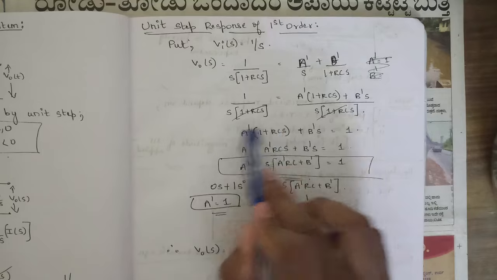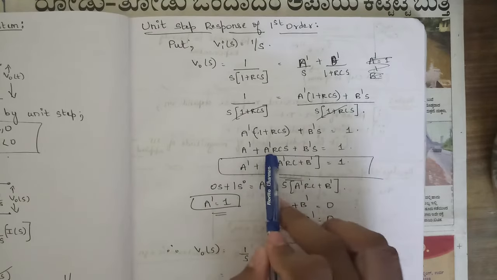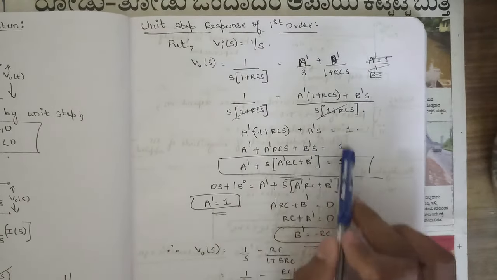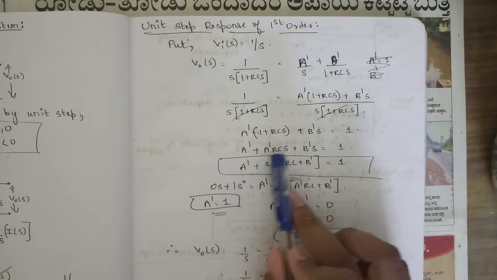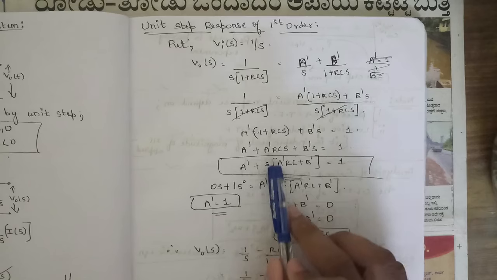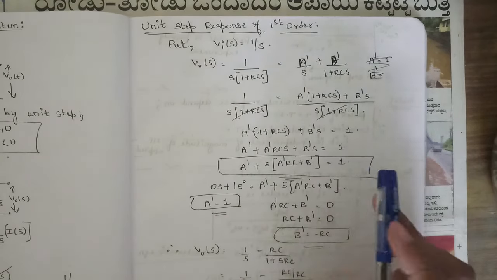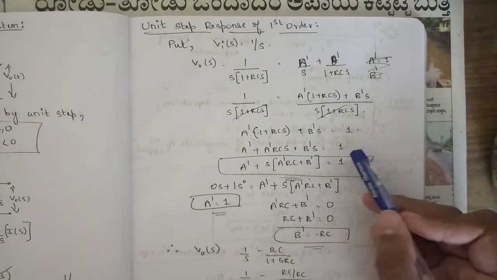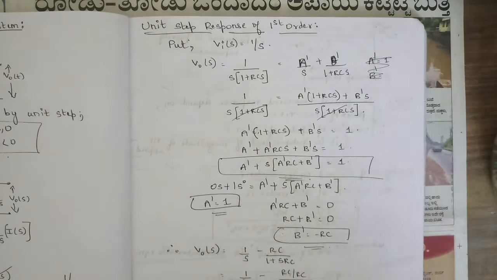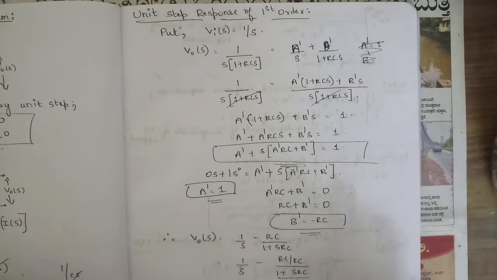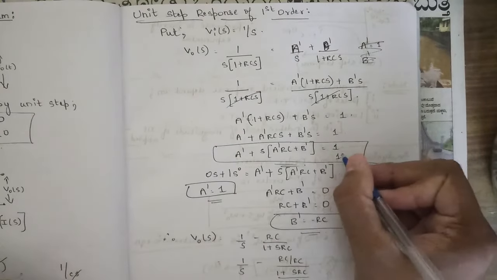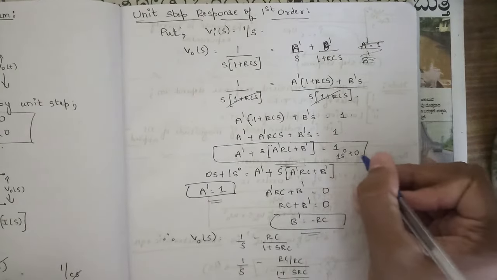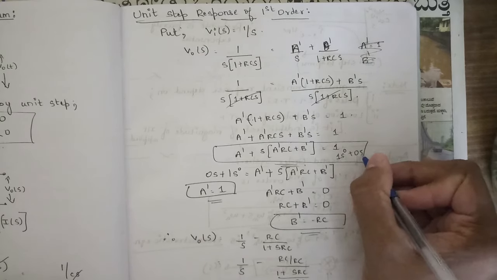Multiply A' to both terms: A' plus A' RCs plus B' s is equal to 1. Here s is common, so take s outside: A' plus s into (A' RC plus B') is equal to 1. Now consider the powers of s. 1 can also be written as 1 into s to the power 0 plus 0 into s, right?